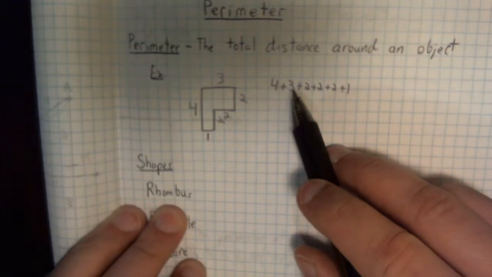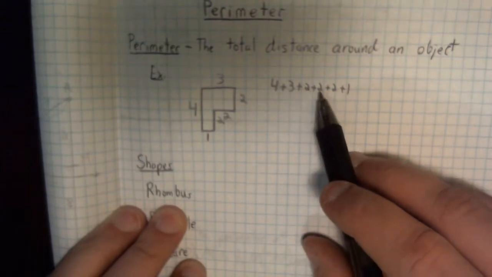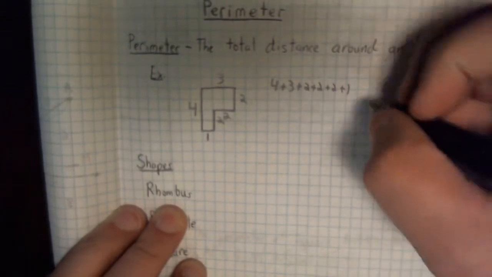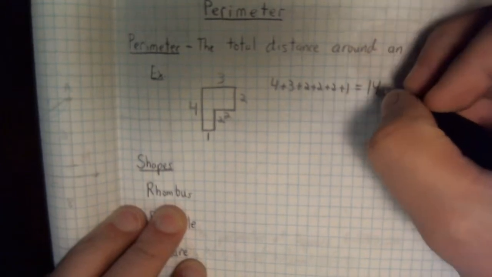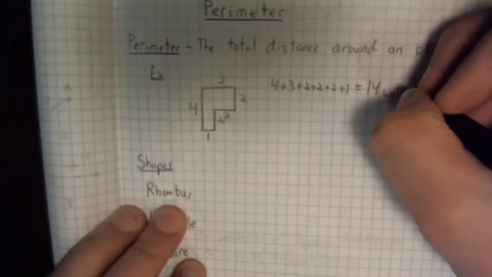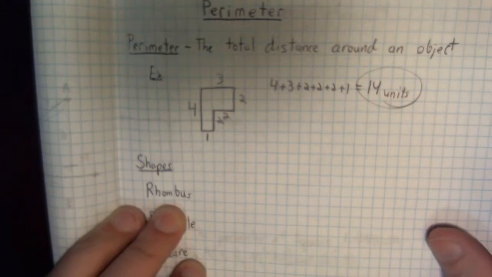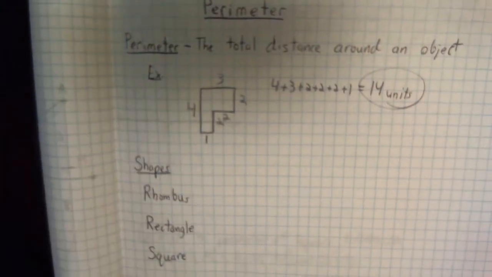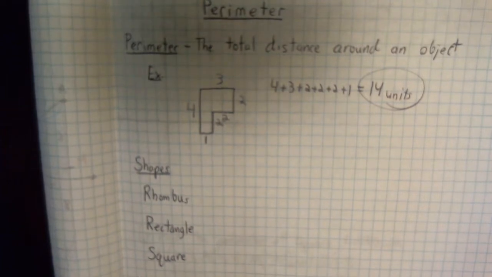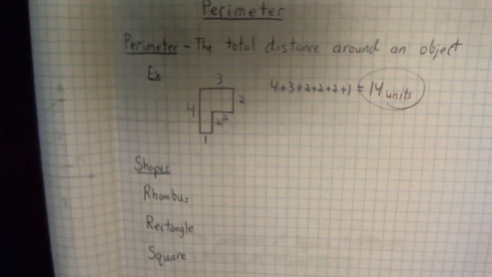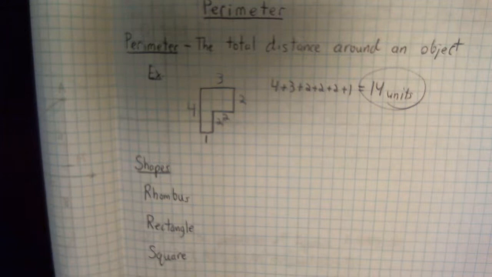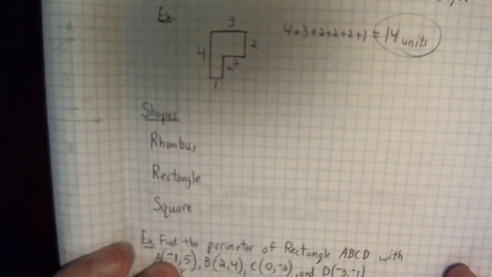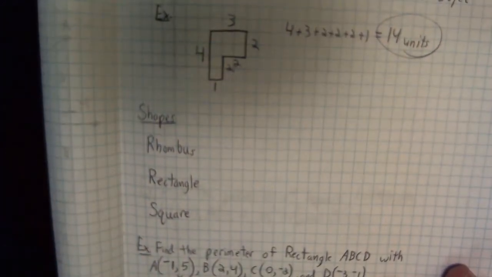4 and 3 is 7, 2 more is 9, 11, 13, 14. So our perimeter for this particular shape is 14 units, however long each particular unit happens to be. Okay, so maybe we're talking about feet, maybe we're talking about centimeters, doesn't really matter, but we're going to make sure that we label. That way we know exactly what we're talking about.